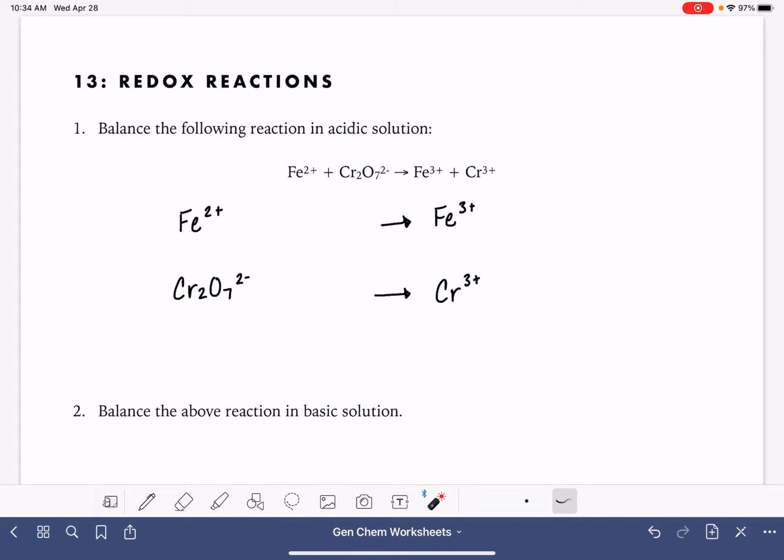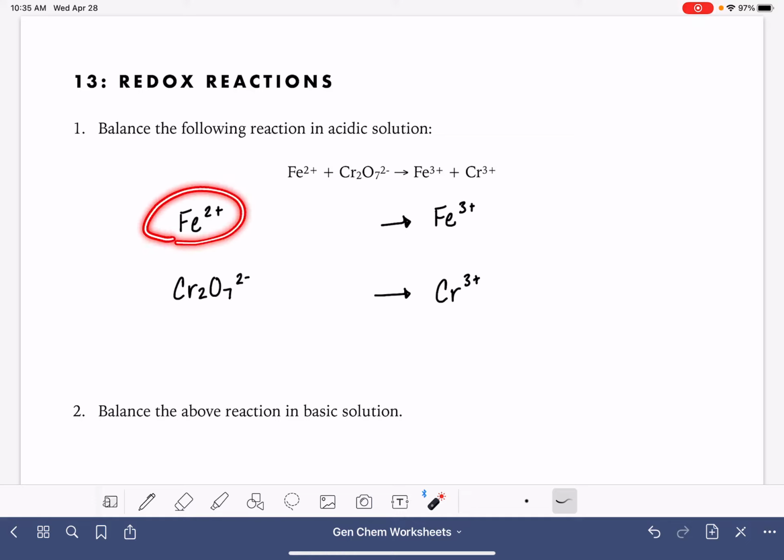The last thing that we have to do is balance the charges, and this is definitely the trickiest part of redox reactions. Right now, we have a 2+ on the left and we have a 3+ on the right, so that is not balanced in terms of charge. We need to have the same total charge on the left as what we have on the right. The only way that we can balance charges is by adding electrons. We could add electrons as reactants, or we could add electrons as products. When we add electrons, it's going to make the charge go down because electrons are negatively charged.